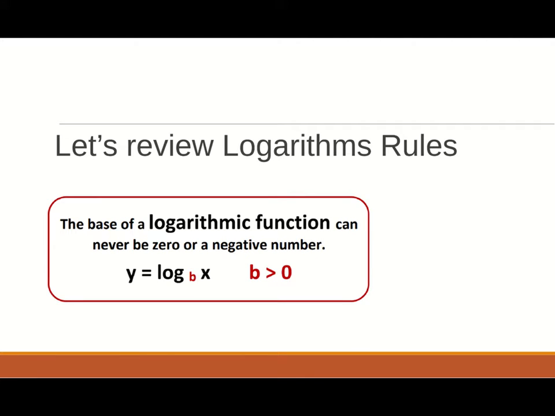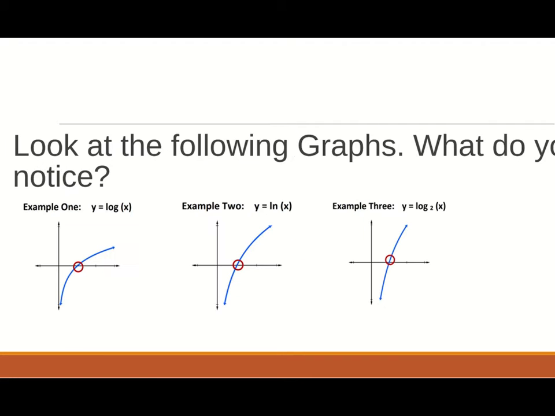So one of those important rules about logarithms is that your base, your b, will never be a 0 and it will never be a negative number. Look at the three graphs below. See if you can find anything that they have in common.